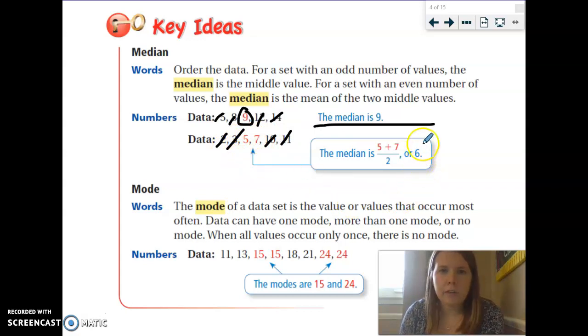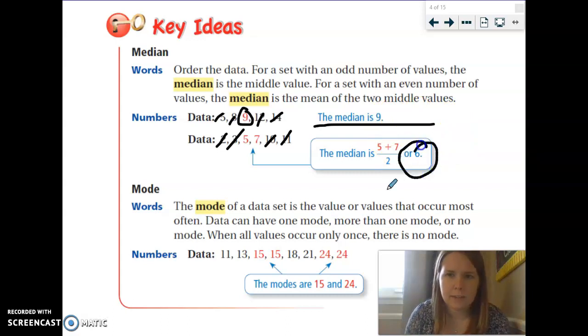So what I need to do is find the average of those two numbers, again using that mean value. I'm going to add up the two values, and then divide by how many values were added up. There were 2 being added. When I divide by 2, I get an answer of 6. So then my median is 6.